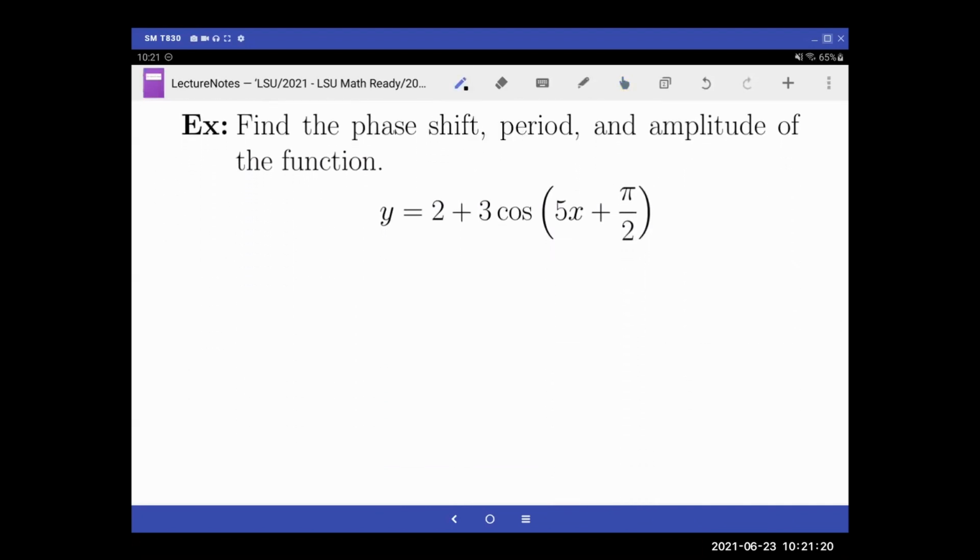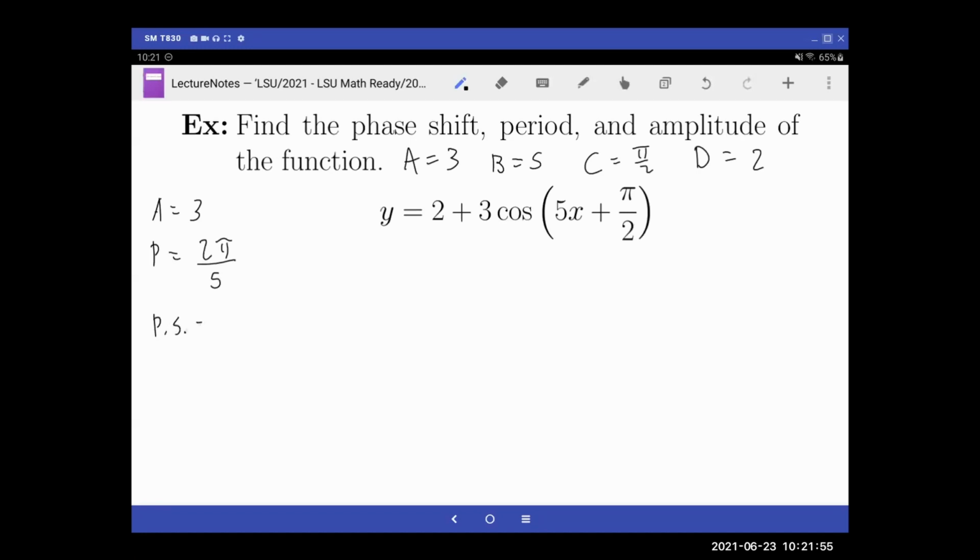Okay, and let's do this one as well. A in this case is 3. It's a number attached to cosine. B is 5. C is pi over 2. And this one actually has this vertical shift thing, right? This positive 2 here. Okay, so the amplitude is 3. The period, 2 pi divided by b, so 2 pi over 5.